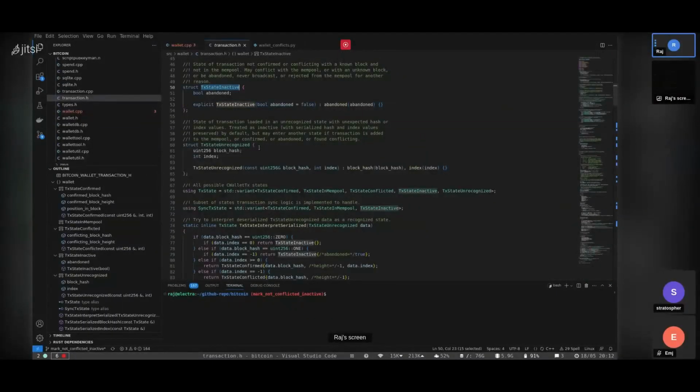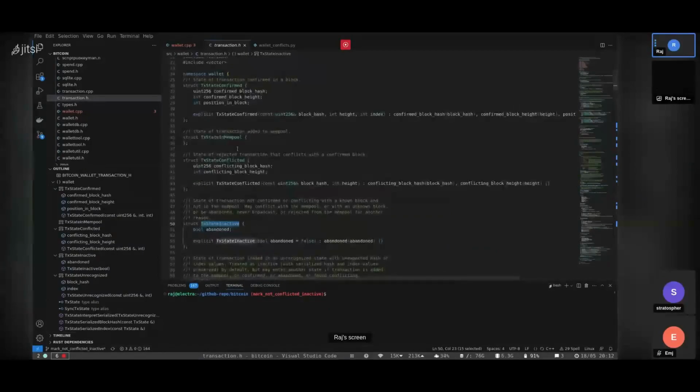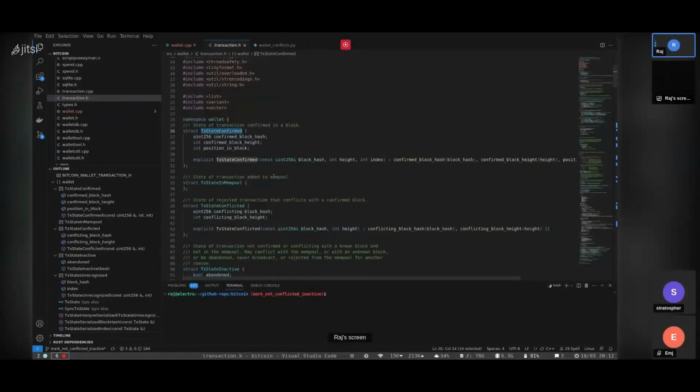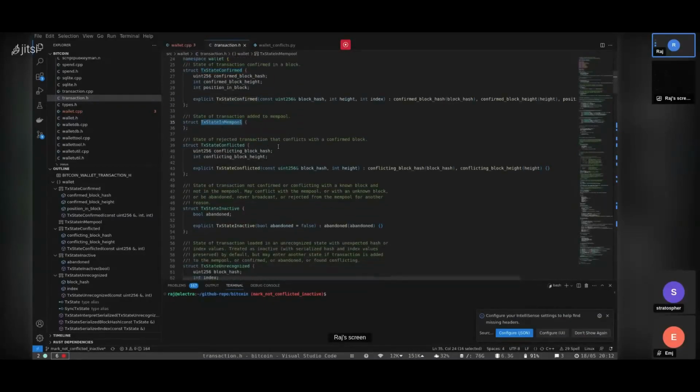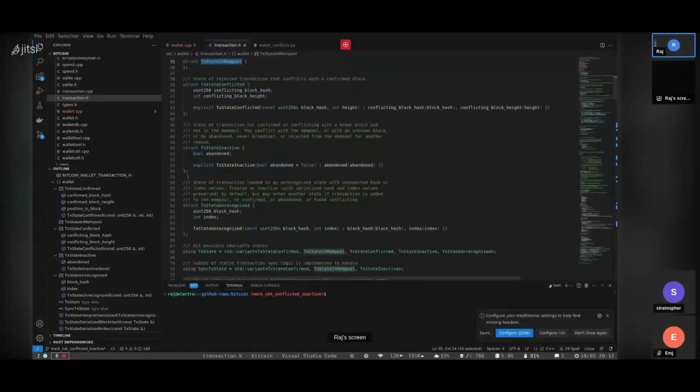Transaction state inactive. So these are the transaction states. Transaction state is confirmed, so we have the confirmation height and position in the block. Transaction state in mempool, it's sitting inside the mempool. Transaction state inactive basically means the state of a transaction that is not confirmed, not conflicting with a known block, and not in mempool.